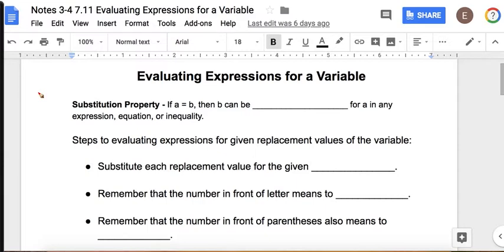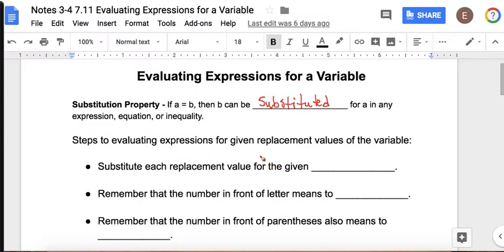So we're still going to use those, but now we're going to have a variable and we're going to have to replace the variable with a number. So we will be using something called the substitution property. If A equals B, then B can be substituted for A in any expression, equation, or inequality. So, for example, if A equals 5, I can replace or substitute all the 5's in for the A.